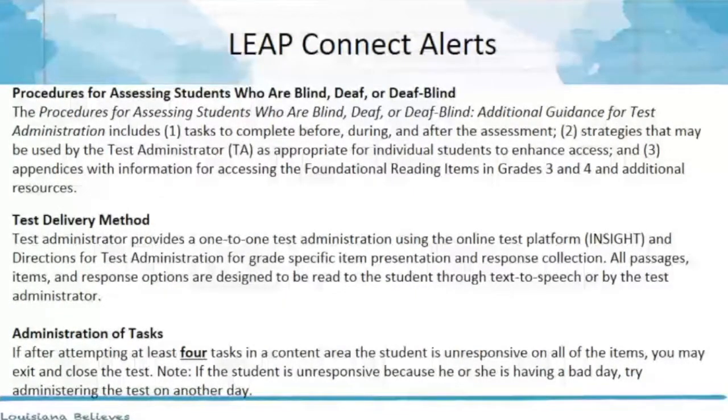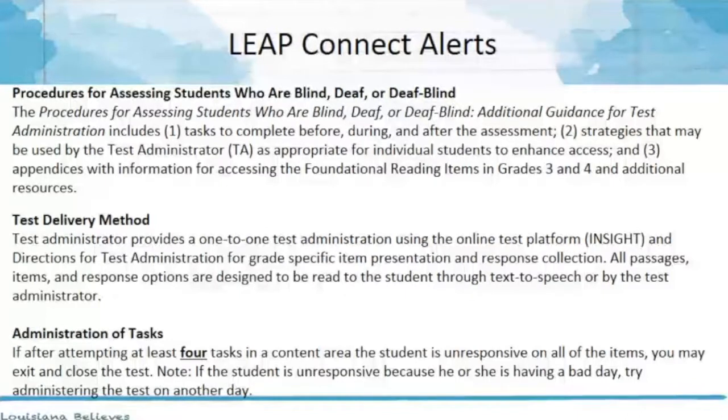Also, the procedures for assessing students who are blind, deaf, or deafblind are located in eDirect and will also be shipped to you. The one that will be shipped to you will include secure items. The one that is in eDirect does not have secure items in it. This document gives a TA tasks to complete before, during, and after the assessment, strategies they can use during the assessment, and information to access the grades 3 and 4 foundational reading items. So it will actually script out items in there, and that will be printed and mailed with your initial shipment.